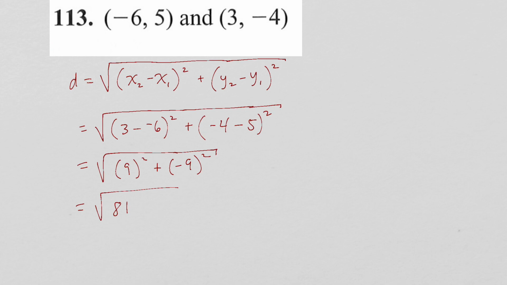So we'll get 81 for both of these. Oops, what did I just do? Which is 162, which is the square root of 81 times 2. And we can take out the 81 by square rooting it and get a 9. So we're going to be left with 9 root 2.